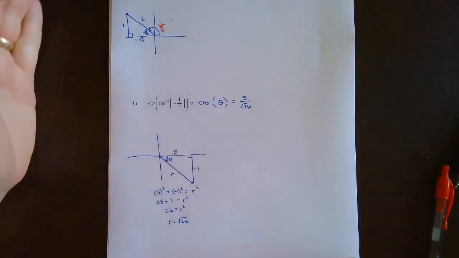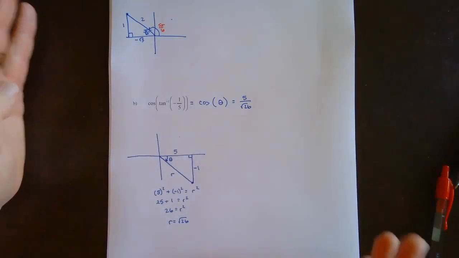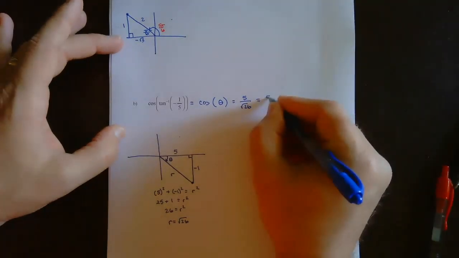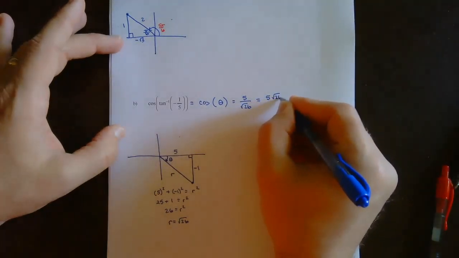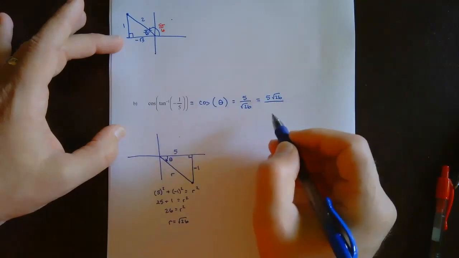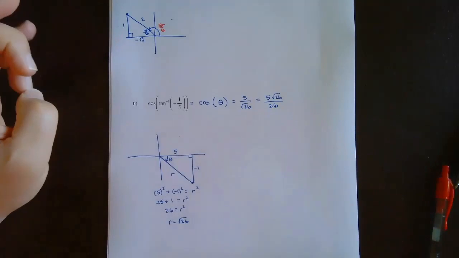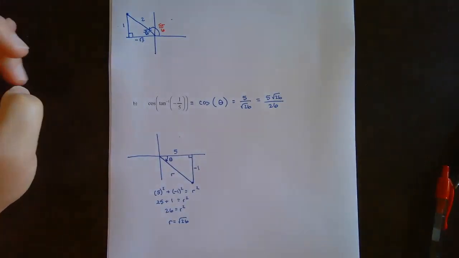Now that's unsimplified, so we need to simplify it. We multiply the top and bottom by the square root of 26. This is equivalent to 5 square roots of 26 over the square root of 26 times the square root of 26, which is just 26. And that's our answer for this. All right, let's go to our next example.